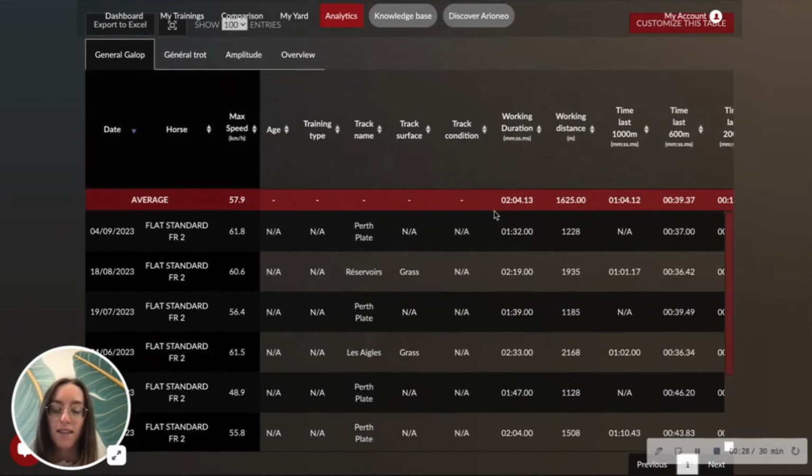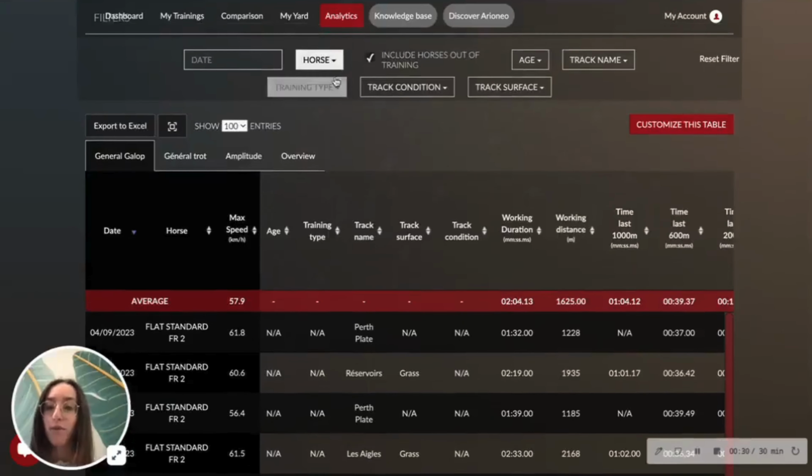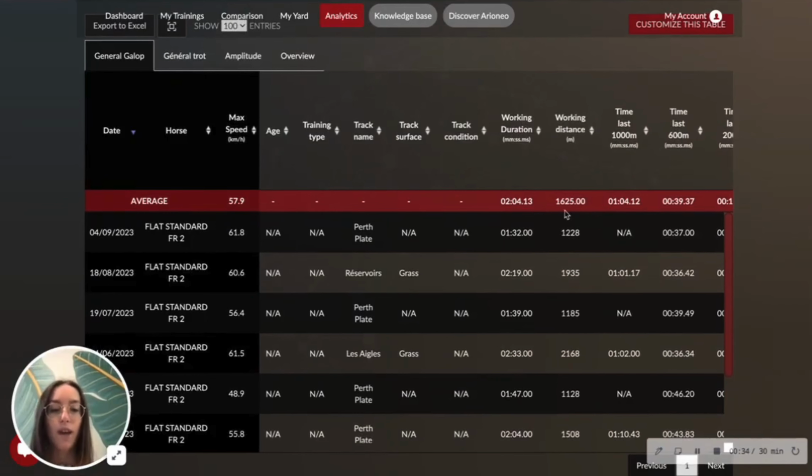Here, what I can see already, oh, sorry, I forgot to mention, I filtered with the horse name so that I only have his own trainings and his own averages here in red. So here I can see my latest training was on this track, the Perth, which is a sand track. Here, the edition of the trainings was not completely perfect because I don't have the sand track surface here, but I know it's a sand track.